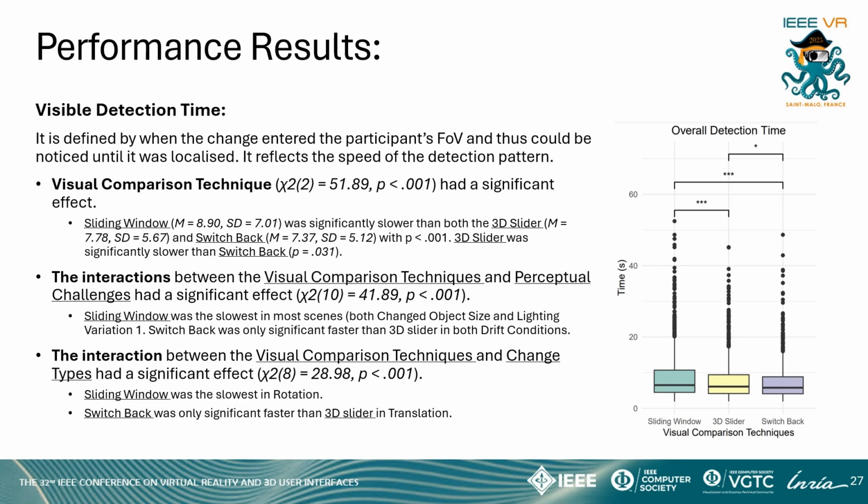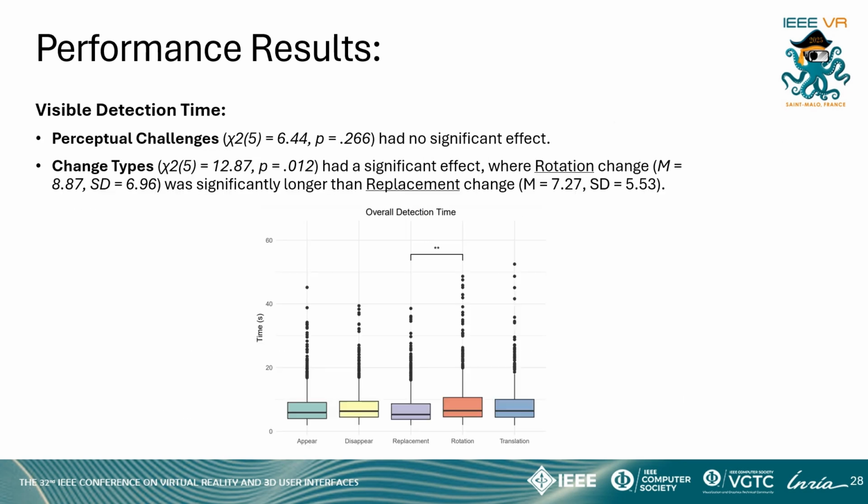Next, the interaction between the techniques and the perceptual challenges had a significant effect. Specifically, sliding window was the slowest in most scenes. Switchback was only significantly faster than 3D slider in both drift conditions. And lastly, the interaction between the techniques and the type of change had a significant effect. Specifically, sliding window was the slowest in rotation, and the switchback was only significantly faster than 3D slider in translation.